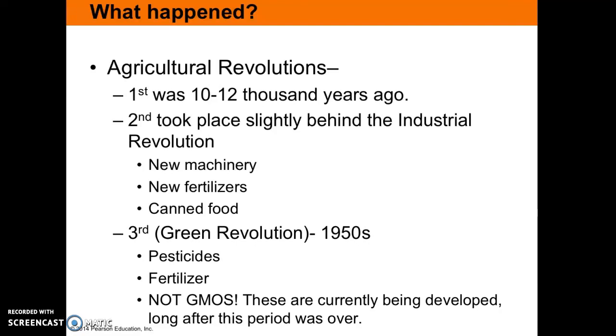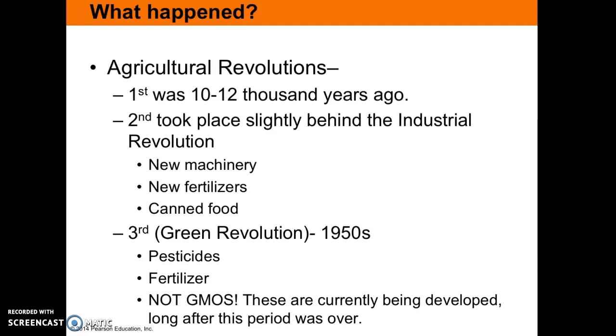And there are 3 agricultural revolutions. So you might have heard about the first agricultural revolution, which took place 10 to 12,000 years ago, and that was when we domesticated plants and animals and started to grow things like wheat in Mesopotamia, or corn in South and Central America, or rice in East Asia. And so that was the first agricultural revolution, the beginning of agriculture.